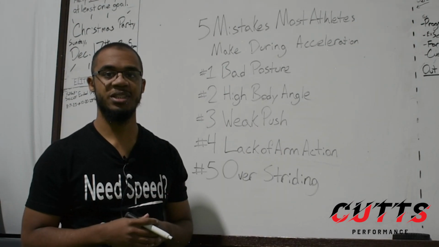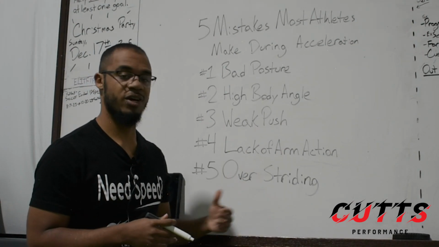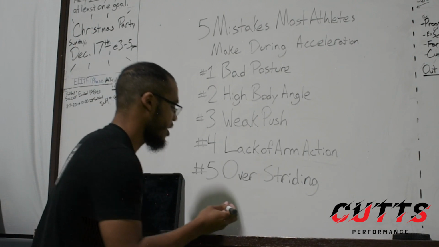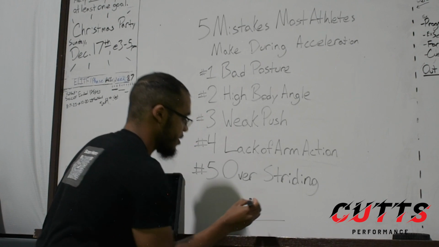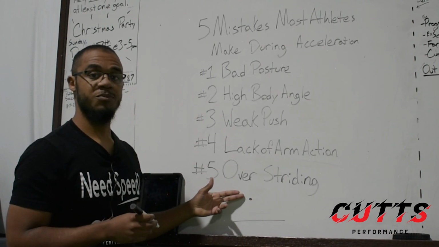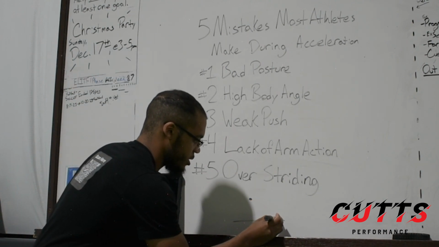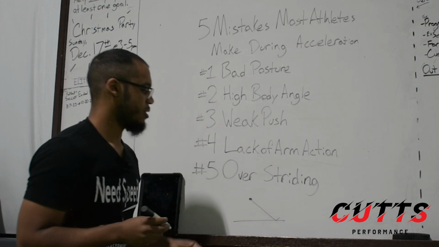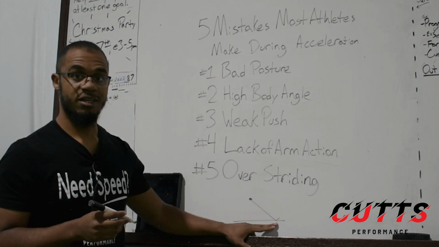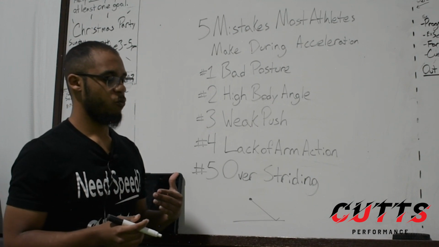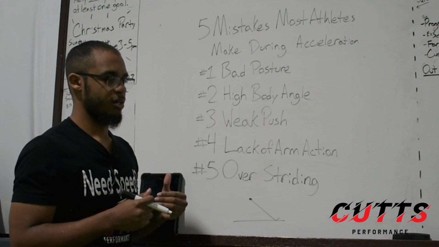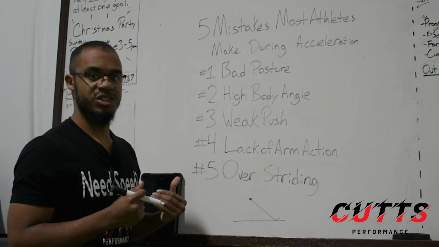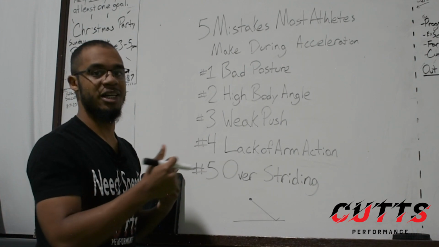So the fifth most common mistake we see here at Cuts Performance is athletes overstriding. What overstriding is, is when your foot makes contact with the ground in front of your center of mass. So for this example, your center of mass is going to be this black dot. If your foot was contacting here, that's going to be causing what's called braking forces. Basically what that means is as you're trying to accelerate, it's going to be a +1, -1 situation pretty much every step, or +2, -1 every step.